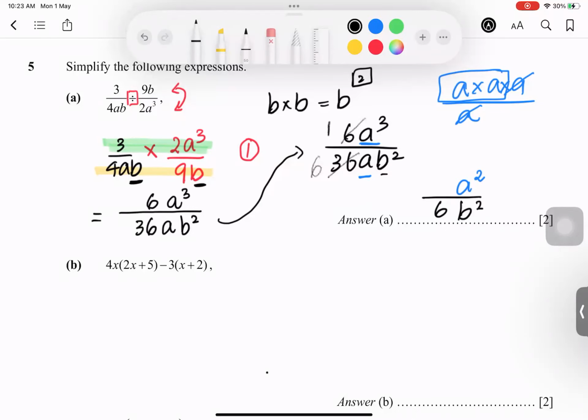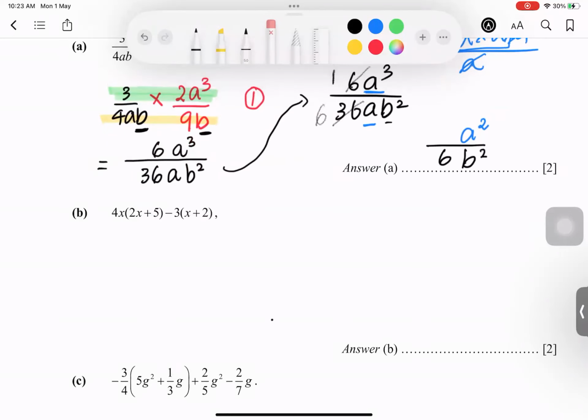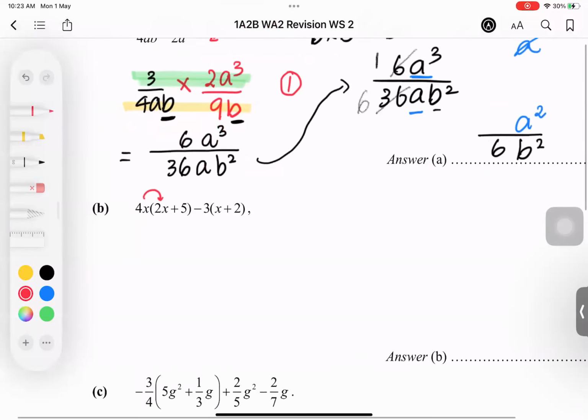So this one you must know how to do. Second question, we are going to expand and simplify this. The question says simplify, right? So expand and simplify. Let's multiply the first one. 4x times 2x. 4 times 2 is 8.